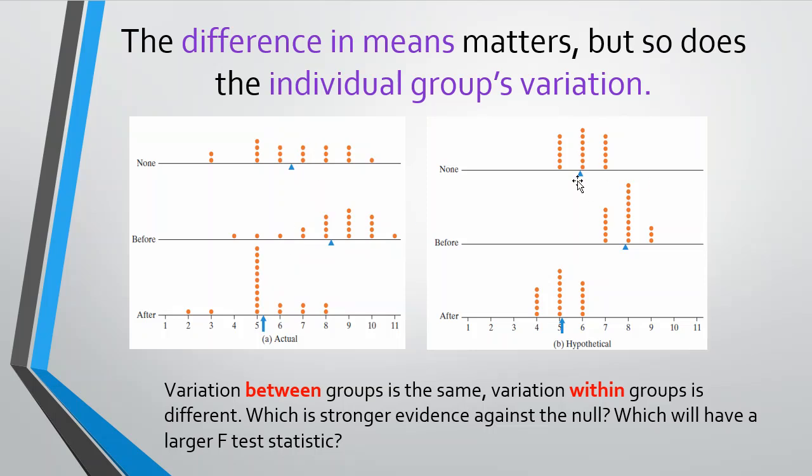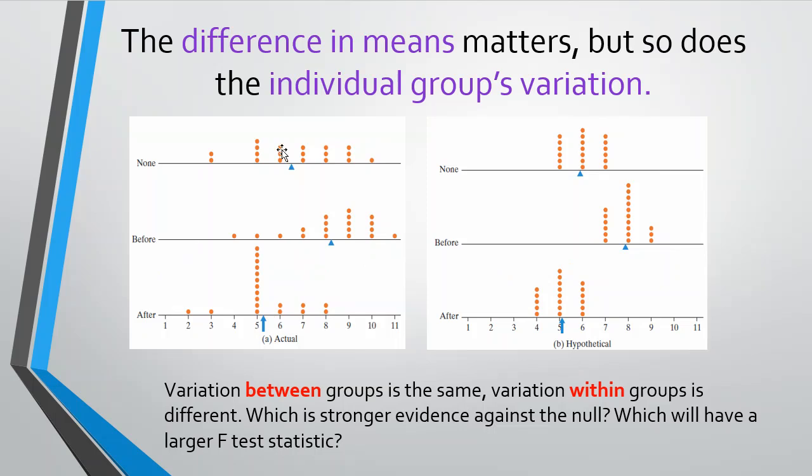This data here has the same three means, so the MAD statistic would be the same for this set of three data sets and this set of three data sets. But these are clearly different. These have a ton of overlap and these have very little overlap. So this should be much stronger evidence that this group is different from this group is different from this group than this one, but the MAD statistic doesn't find that, right?